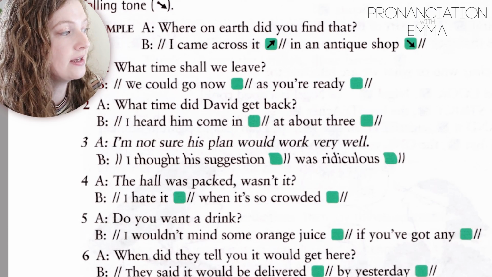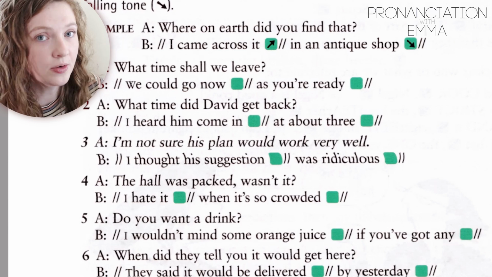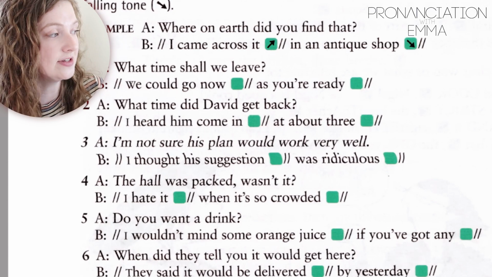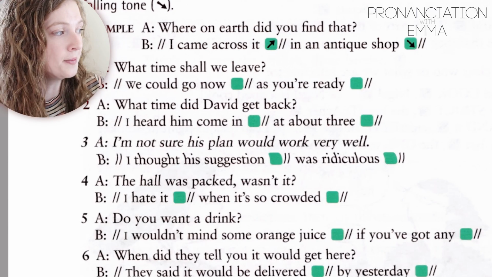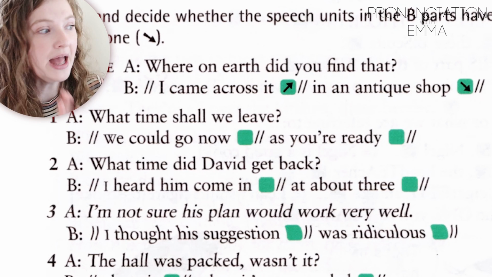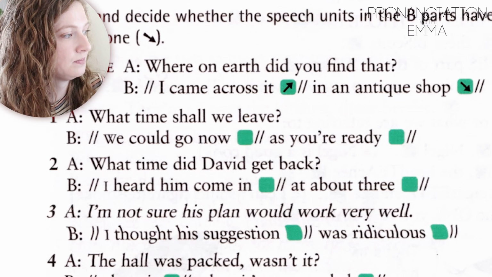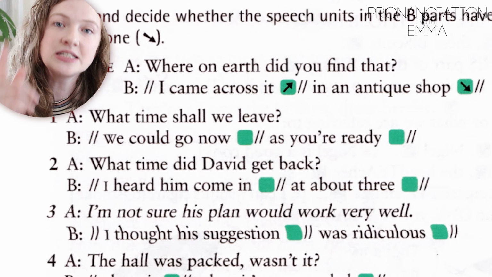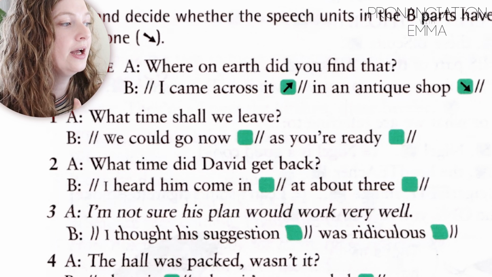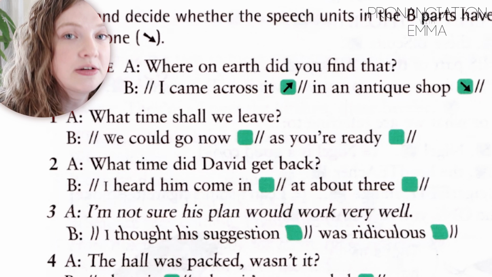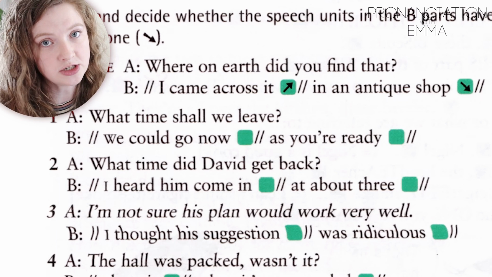So as you can see in the example, and this book is great because it always gives examples when it gives the activities. You've got the example, where on earth did you find that? I came across it in an antique shop. So, in an antique shop gives us new information. So the intonation is going to fall here.